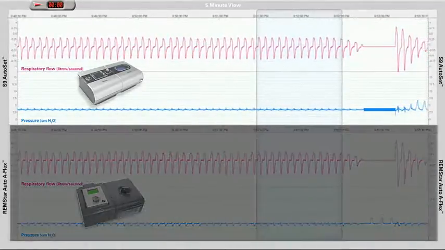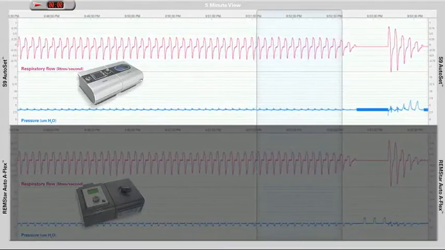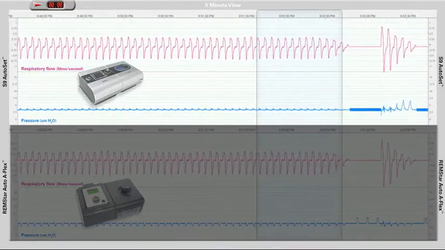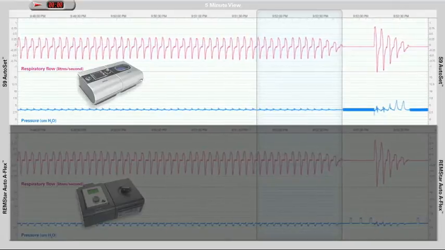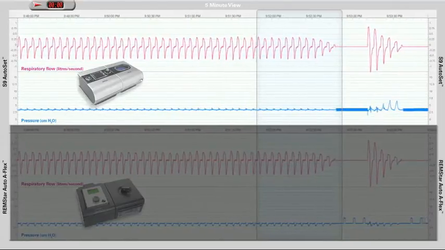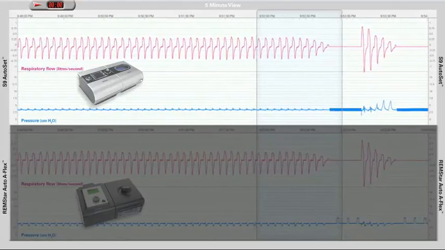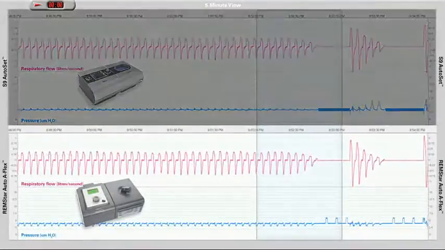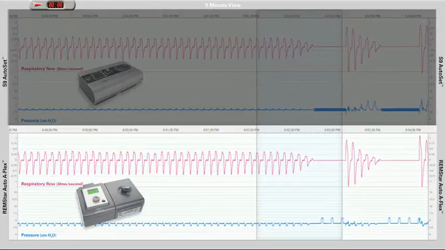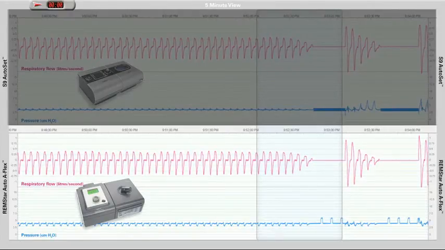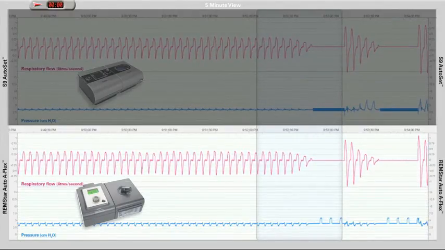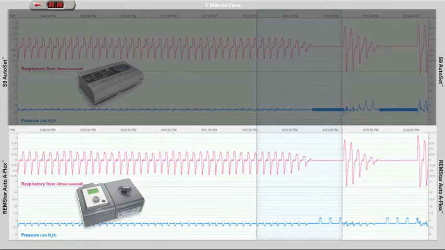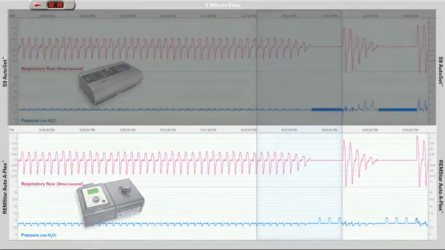The first two traces show respiratory flow and the measured mask pressure from a patient using ResMed's Mirage Swift FX nasal pillow system and the S9 AutoSet device. The second two traces show respiratory flow and the measured mask pressure from a patient using Respironics OptiLife nasal pillow system and the RemStar Auto APAP device.